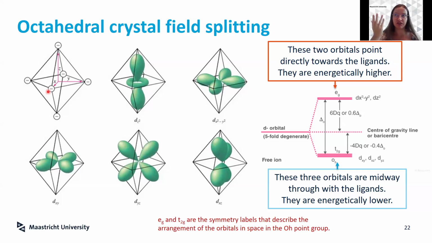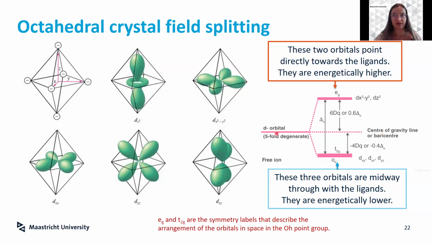They will rise energetically because they point towards the ligand. Whereas these other 3 that are left over are not pointing directly towards a ligand, so they're going to be lower in energy. You can see that this becomes a split. This split, given this is an octahedral arrangement, is an energy split of an octahedral field, which we will call delta O.